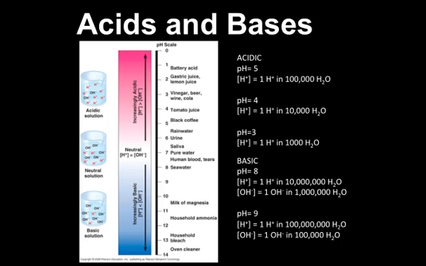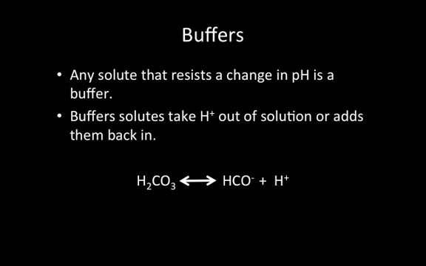So hopefully now you're getting some understanding of the pH scale. It can be kind of complicated. Once you get the basic principles down, it's not so difficult to understand. But what about buffers? You may have heard of buffers in association with acids and bases. Well, by definition, a buffer is any solute that resists a change in pH. The buffers actually take hydrogen ions out of solution, or they can add them back in.